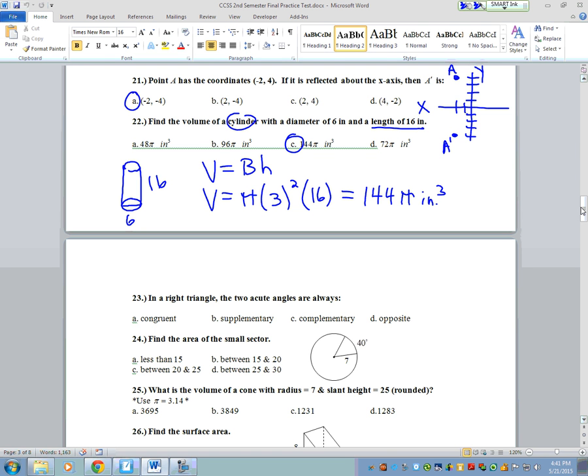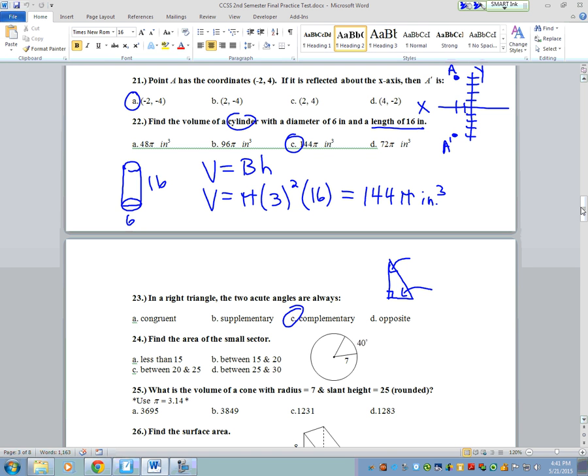23 says in a right triangle, the two acute angles are always... well, in a right triangle, if you take away the 90, what are you left with? Here's my right triangle, there's my right angle, so I know it's a right triangle. The two acute angles are always complementary, yes, because they have to add up to 90. And if you already have the 90, yes, that's right.